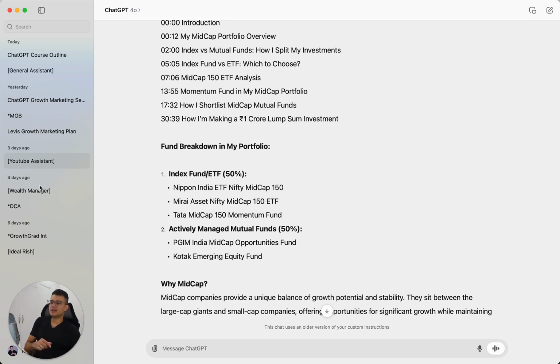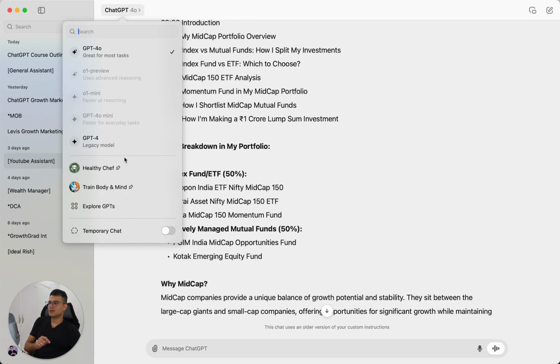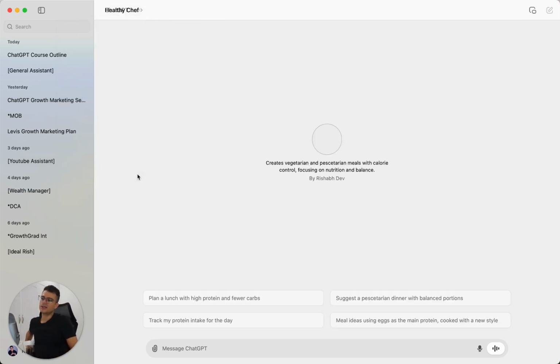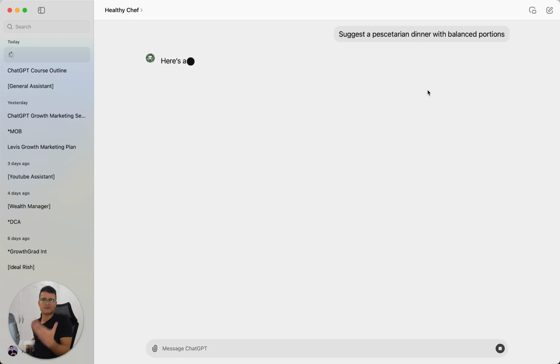You don't see that here because I actually use CustomGPT for that. So let me show you some of those. You see here that I have 2 custom GPTs. One is the Healthy Chef and one is the Train Body and Mind. The way that I use Healthy Chef is for these quick prompts. So I've trained it on similar prompts based on my diet, based on the kinds of foods I eat, what I don't eat. Sometimes I just need some meal ideas.